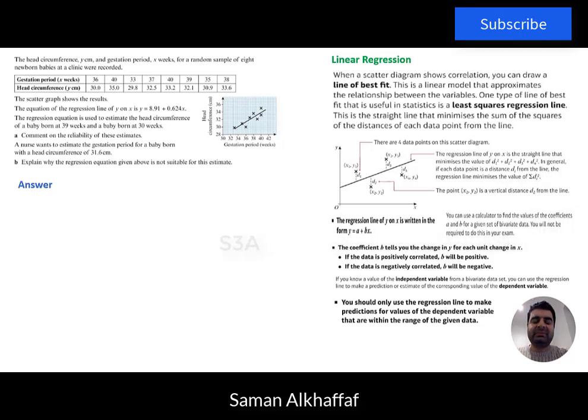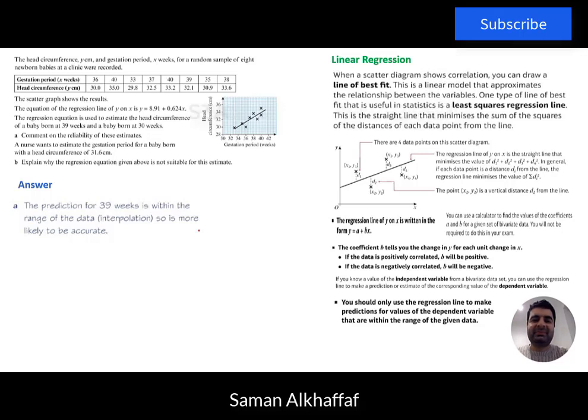For part A, we need to comment on the reliability of these estimates. A nurse wants to estimate a gestation period for a baby born with a head circumference of 31.6 centimeters. In this scenario, the prediction of 39 weeks is within the range of data, as we can see, so it is interpolation, which is more likely to be accurate as long as it is within the range of data that we have.